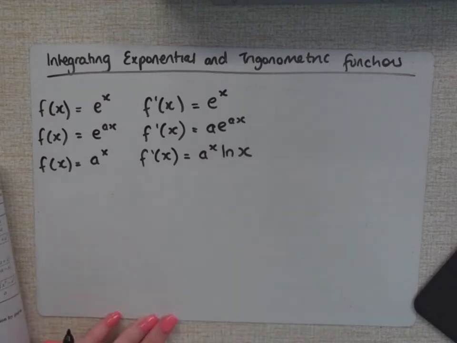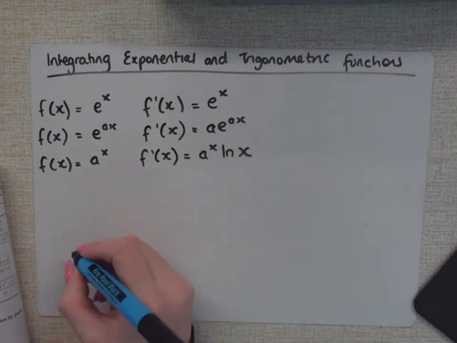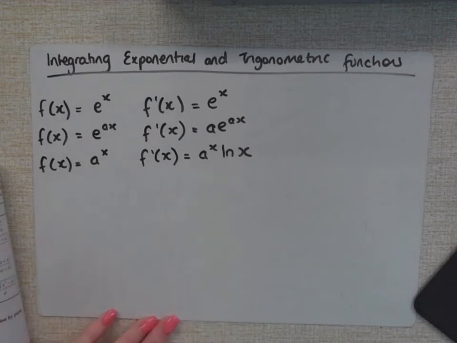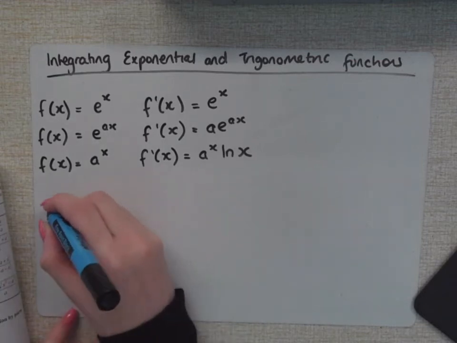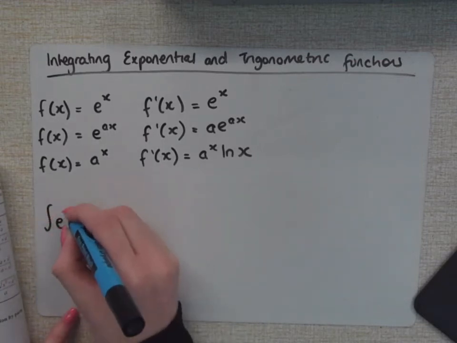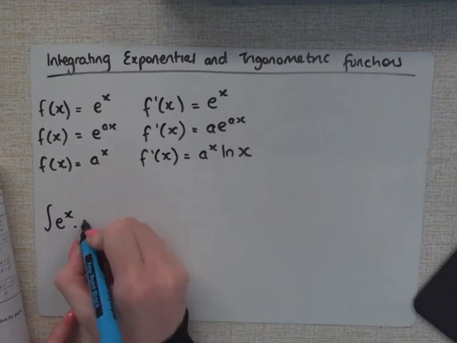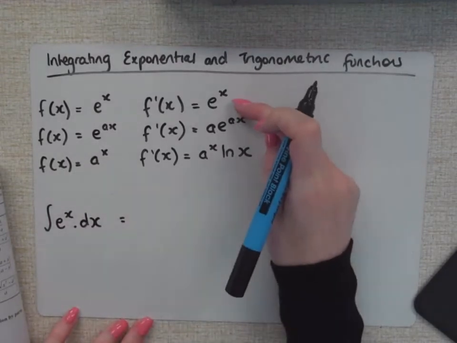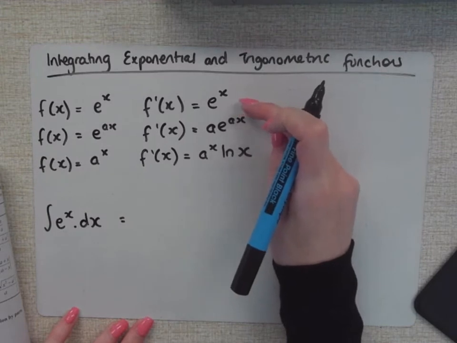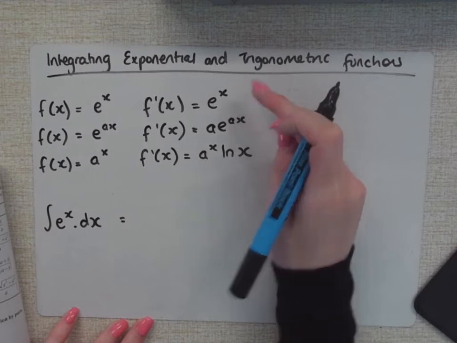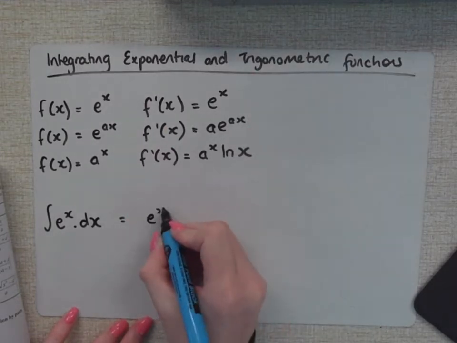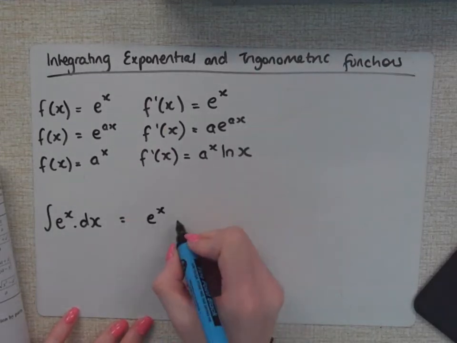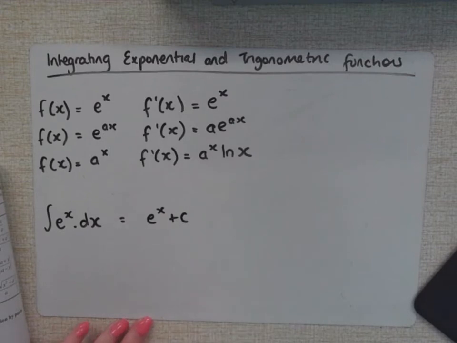Now we need to go backwards. Okay, so the integral of e to the power of x, integrate that, go backwards. What am I going to get? E to the power of x with what? Plus c. Lovely. Don't forget your plus c.